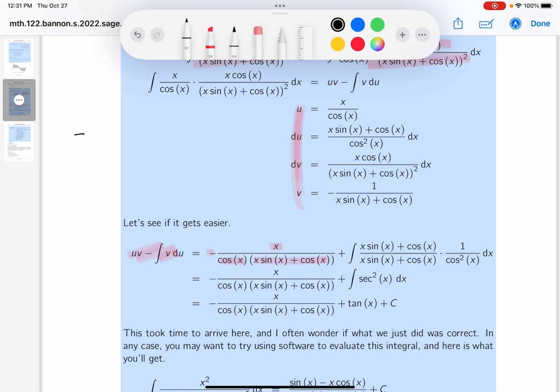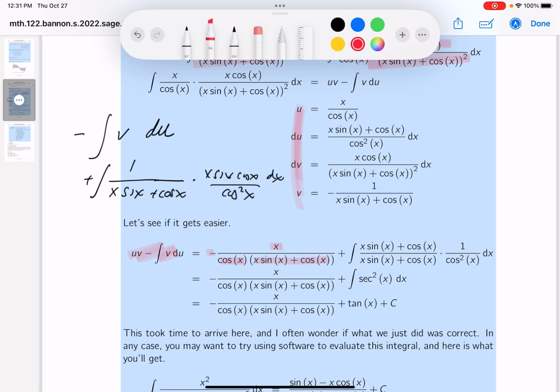So we're going to do this part over here, the vdu. Well, let's write that down. So what are we going to get over there? Well, I see the minus sign, so I'm going to put down simply this over here, 1 over x sine x plus cosine x, times, well, what's the du? Well, the du is x sine x over cosine squared x dx.